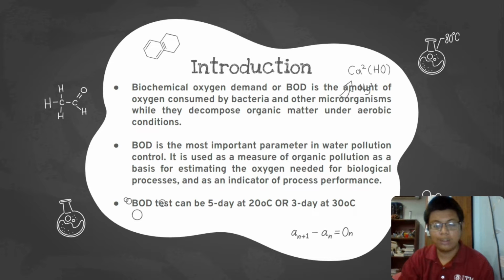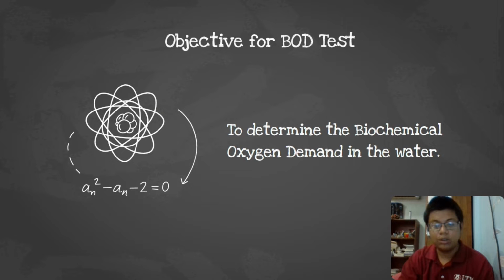It is used as a measure of organic pollution, as a basis for estimating the oxygen needed for biological processes, and as an indicator of process performance. The BOD test can be 5 days at 20 Celsius or 3 days at 30 Celsius. The objective of the BOD test is to determine the biochemical oxygen demand in the water.